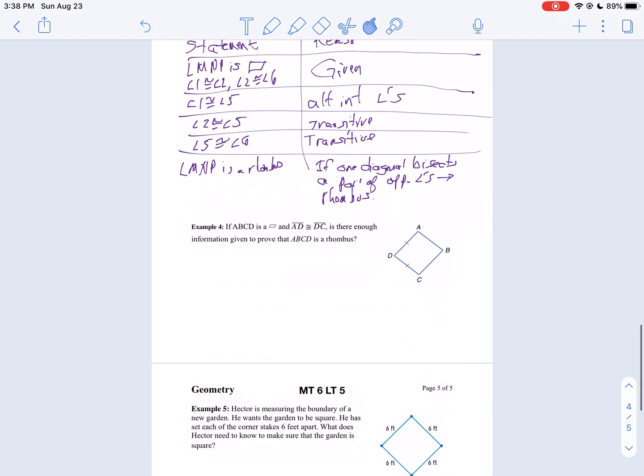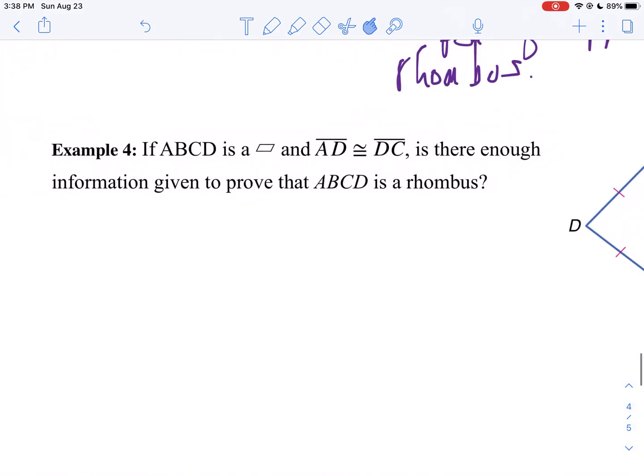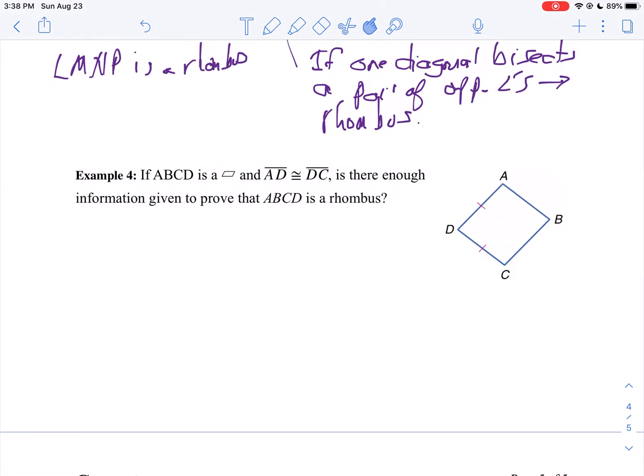Pause the video and see if you can answer example 4. Now, example 4, we're told the shape is a rhombus. No, take that back. We're told it's a parallelogram. And we're told AD is congruent to DC. Oh, that's one of our theorems. If you have a parallelogram and adjacent sides congruent, it must be a rhombus.